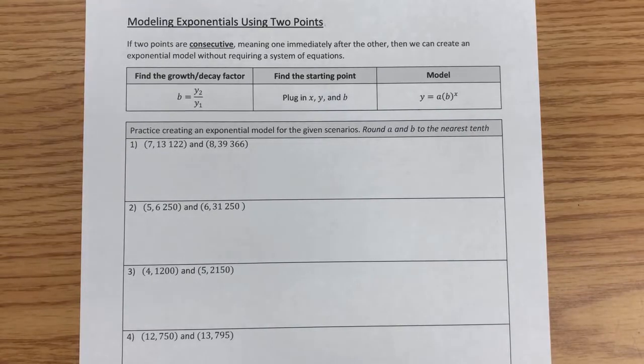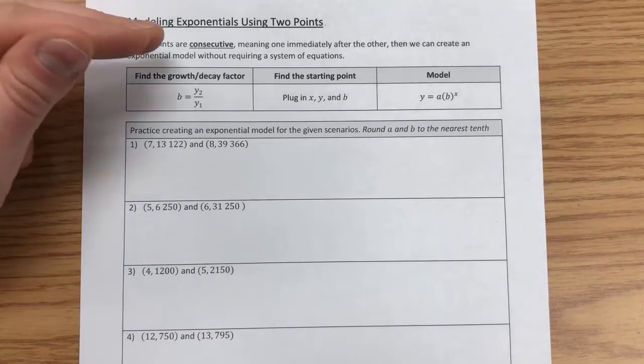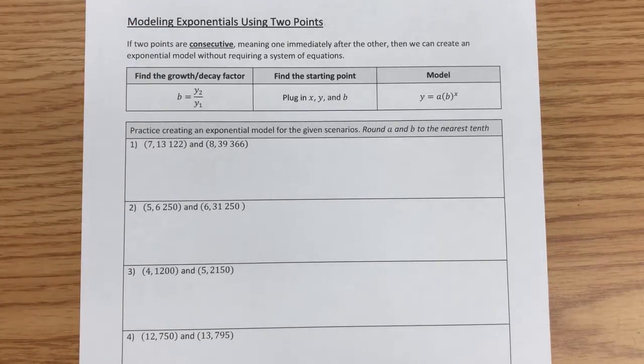So today we're going to be modeling an exponential function given 2 points. Now we're also not just modeling an exponential function given any 2 points, we're using 2 points that are what we call consecutive points. Now all consecutive means is they're one right after the other.